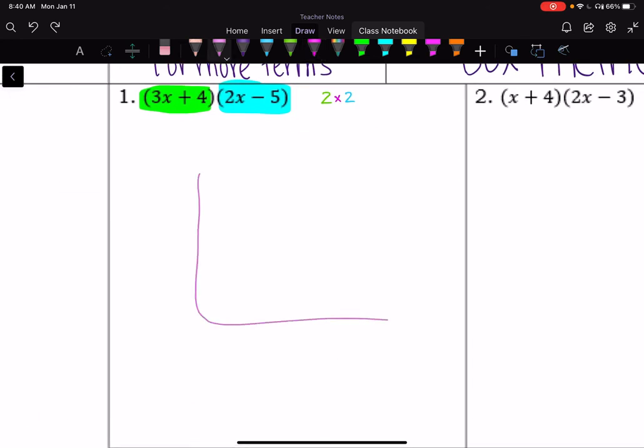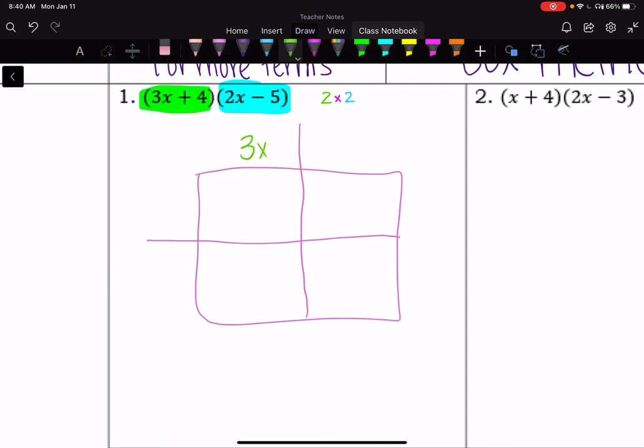That means that my box needs to have 2 places on the top and 2 places on the side to make a total of 4 squares in the middle. On the top, I'm going to write my green group's terms. So my first term is 3x, and my second term is 4. On the side, I'm going to write my blue group's terms, which is 2x and negative 5.